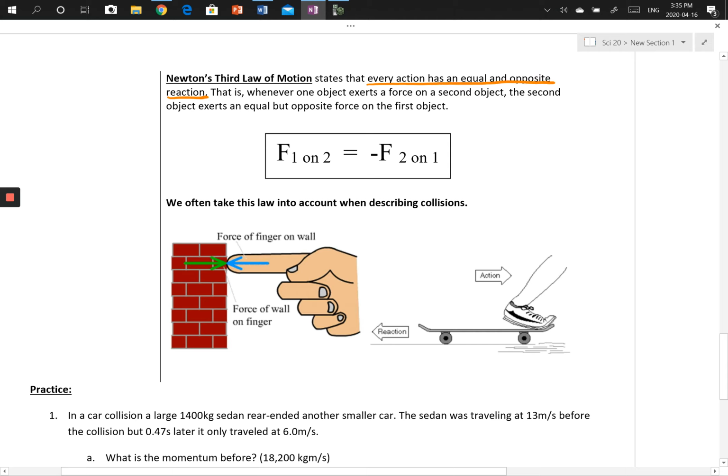So the idea here is that the force of the bowling pin against the bowling ball had an equal and opposite force of the bowling ball against the bowling pin. If there was a 60 Newton force against the bowling ball, there was also a 60 Newton force against the bowling pin. And we'll talk a little bit more on that.